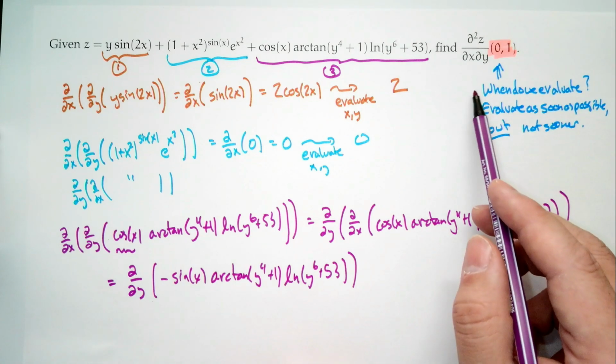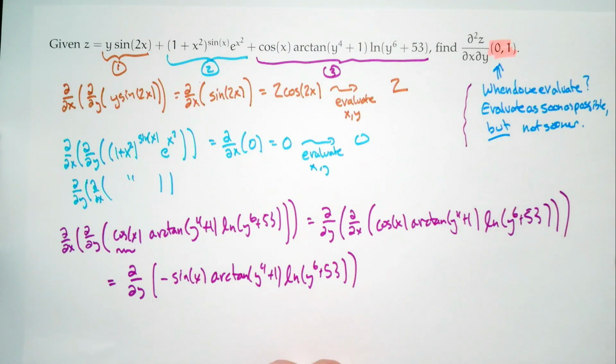There was this question up here. When do we evaluate? Now I said we can't evaluate before we take a derivative. Well, let's think about what's happening here. Notice that there's 2 variables in play, x and y. And we're taking the derivative with respect to x, and we're taking the derivative with respect to y. Once we've taken the derivative with respect to x, we no longer need to let x vary. So what can we do?